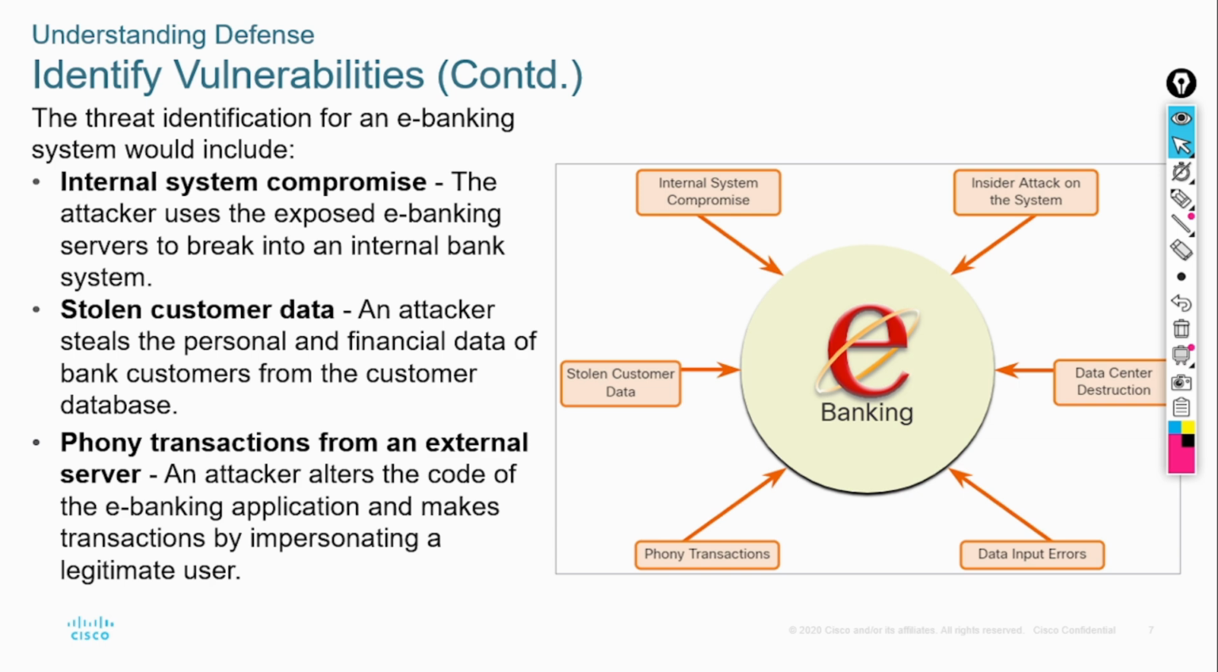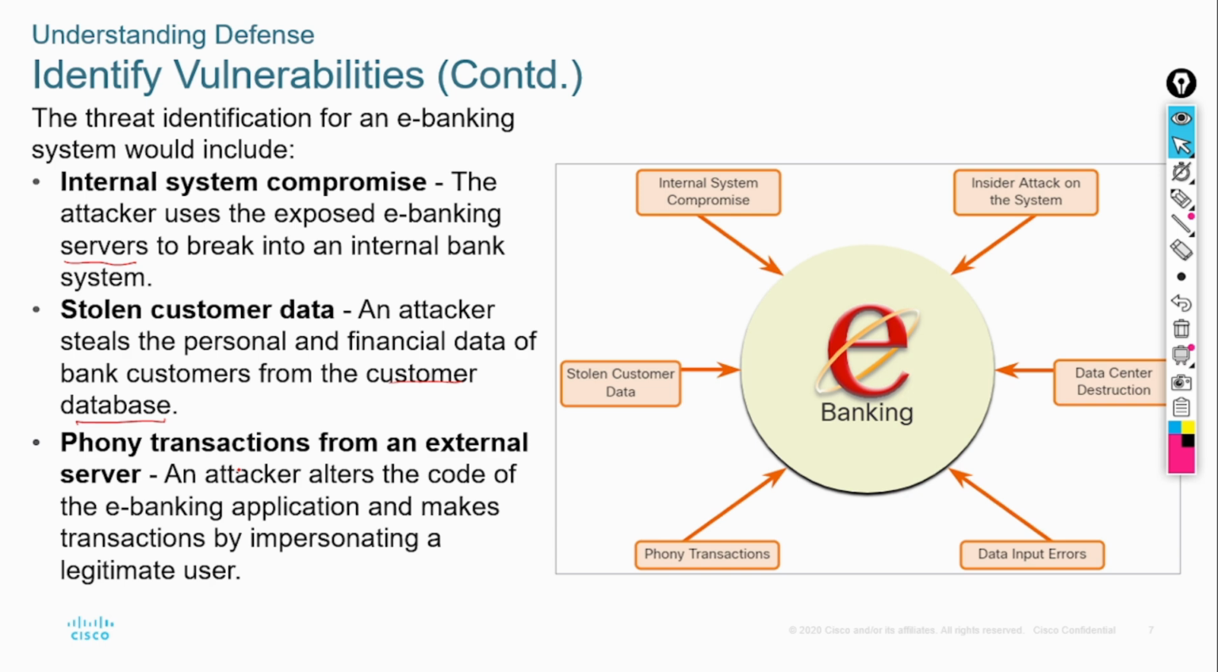So we look at the internal system compromise and then stolen customer data. We know that the attacker steals the personal and financial data of the bank customers from the customer database. So that customer database will be one asset. One of the assets would be the server that is exposed to the public. Another asset would be the customer database that the attacker might want to steal customer data from.